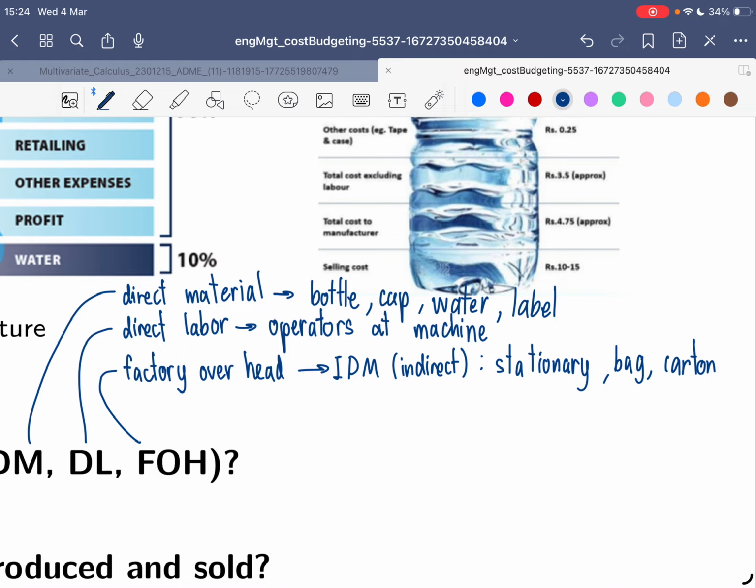Of course, we will have indirect labor as well. This would be QC, forklift truck drivers, factory managers, and so on and so forth. What I want to highlight is that DMDL and factory overhead scope is within the factory.